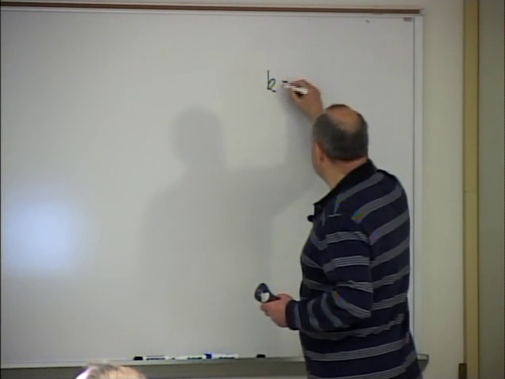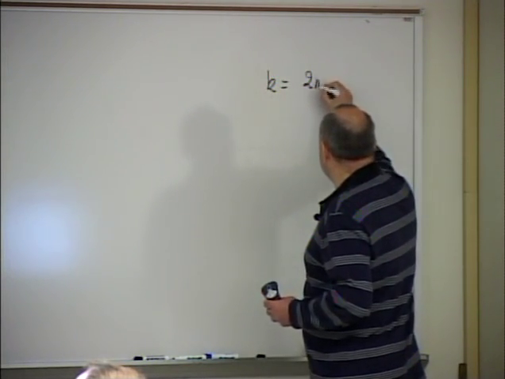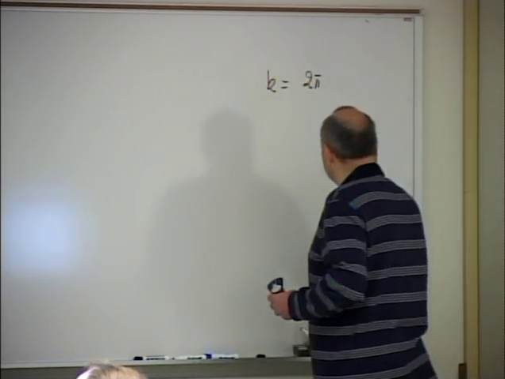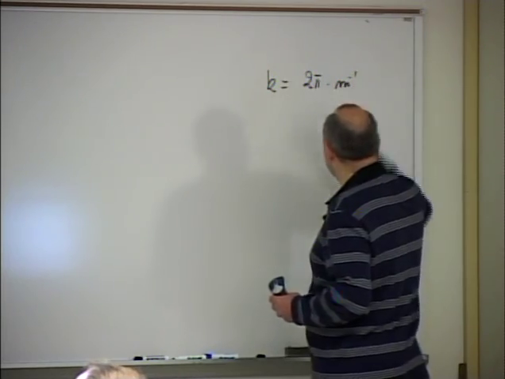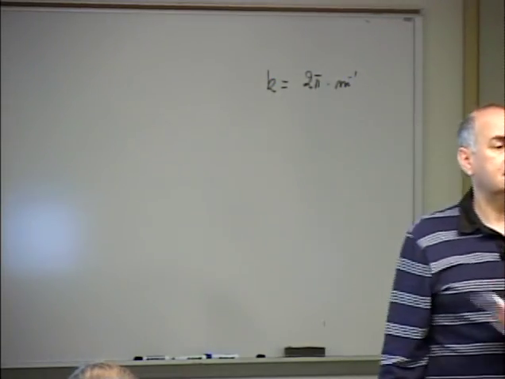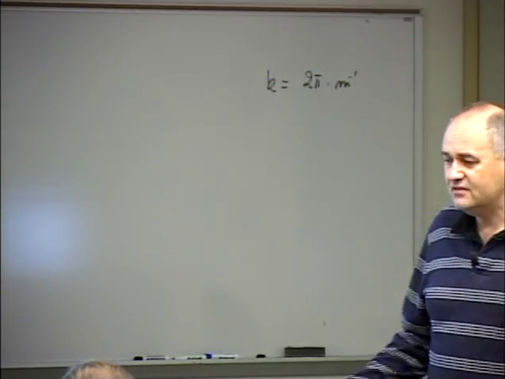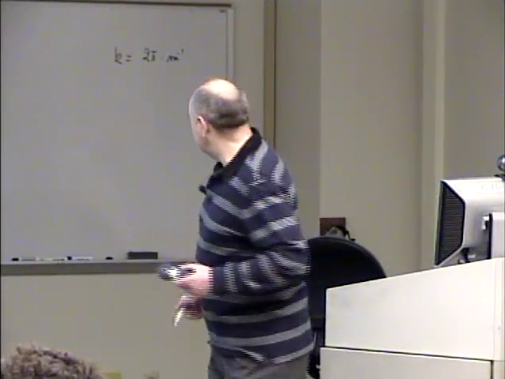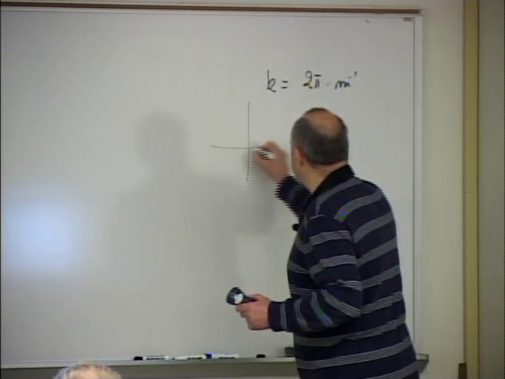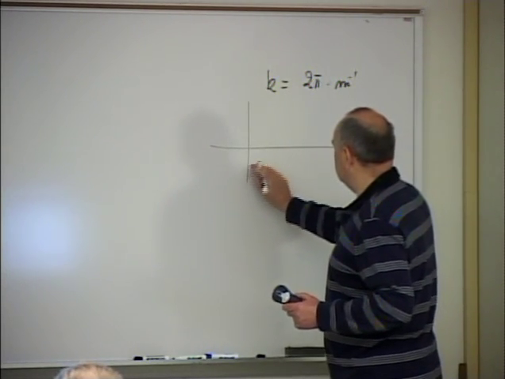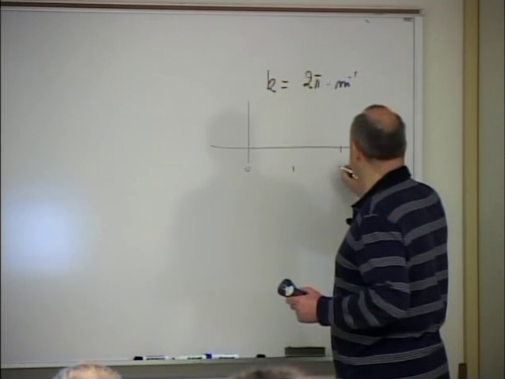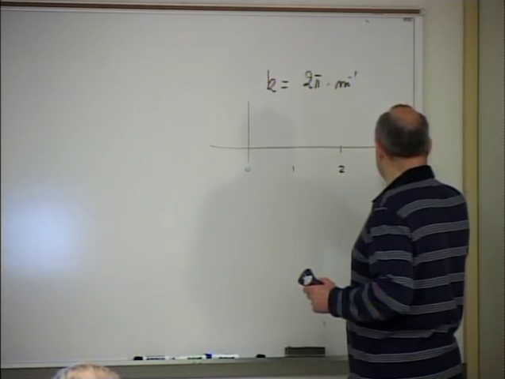So let's say that k is equal to 2 pi, in units of 1 over meter, or meter to the minus 1. What would be the shape of that function? Obviously, it is going to be a sinusoidal function. Now, let's draw it. So let's say that this is 0 meters, 1 meter, 2 meters, 3 meters.